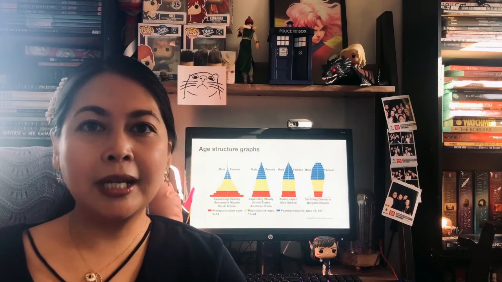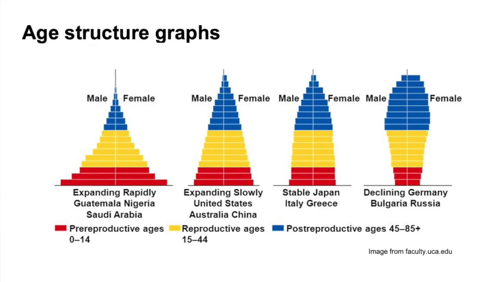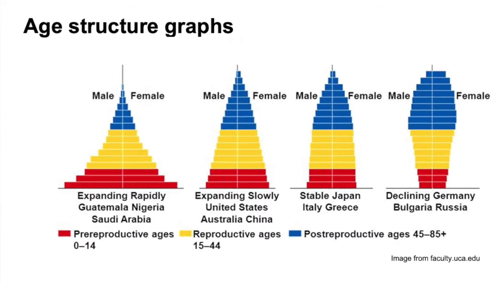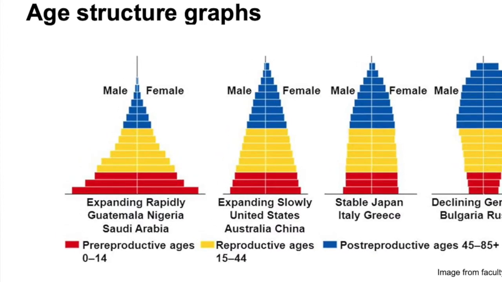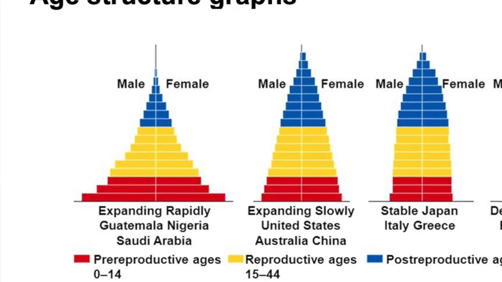Let us now look at some examples of age structure graphs. If you look at the illustration behind me, you can see that a pyramidic structure such as those found in the Philippines, Guatemala, Nigeria, and Saudi Arabia show us an expanding population.